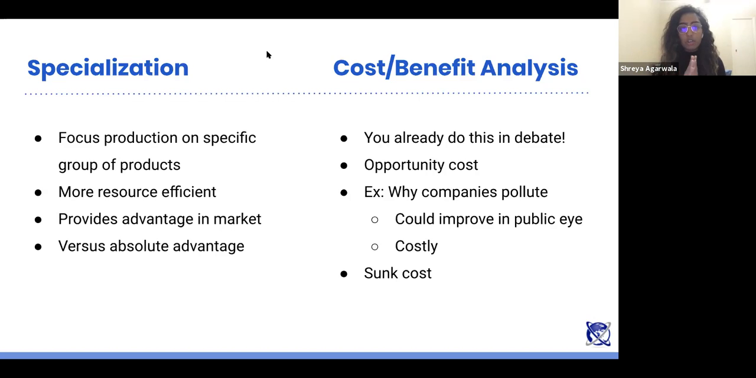sunk cost. You've already made the decision to expand the factory. The money has already been spent, and it should no longer be relevant to future decision making when determining how to spend the rest of excess money a company might have. So those are just a couple of costs that you're probably going to see in economics relating to how we make decisions.